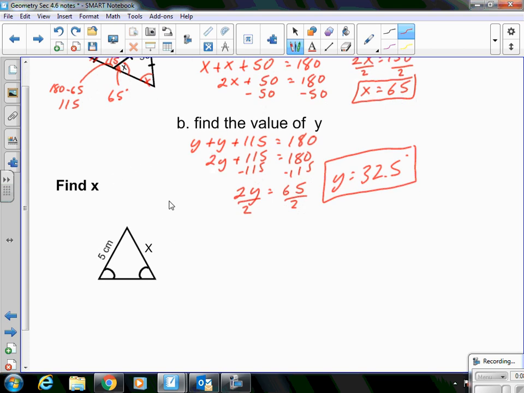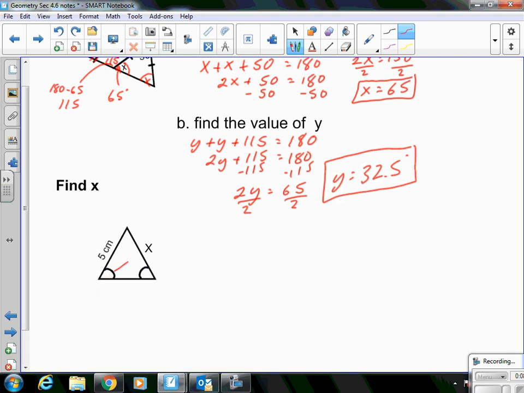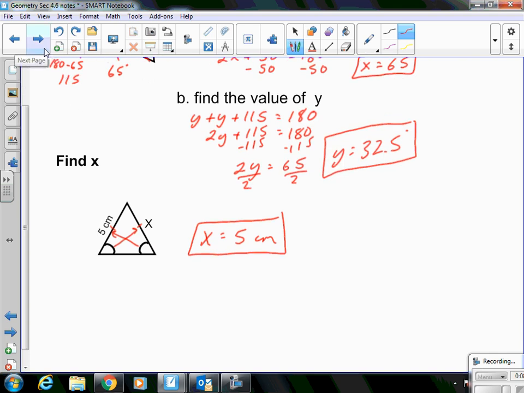All right, so the next one, actually a lot easier than the last two. Find x. So we got two congruent angles. So since we got two congruent angles, we know that the sides opposite those angles should be congruent as well. And so if one side is 5 centimeters, then the x in this one is also going to be 5 centimeters. Two congruent angles, we're going to have two congruent sides. Questions on any of those?